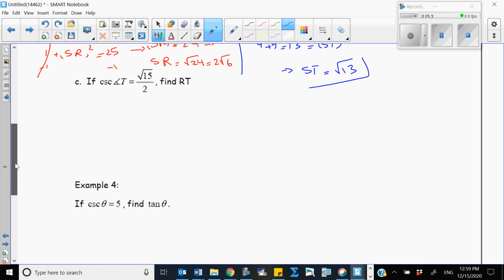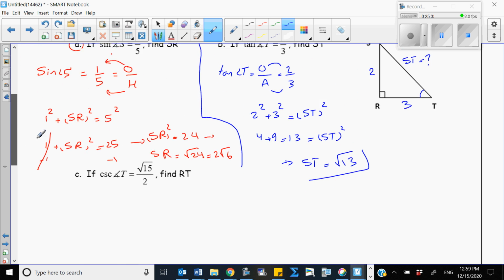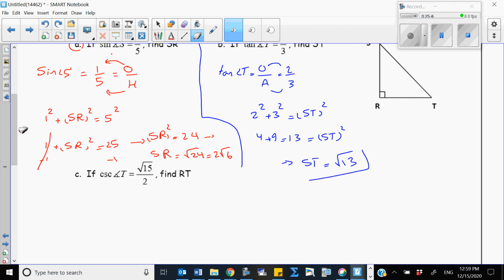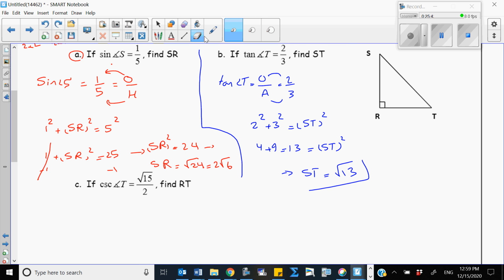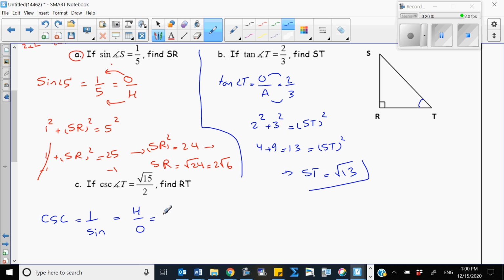Let's work on the other example here. So for this one, I'm going to erase these again because we are using the same diagram. Cosecant of angle T is given. We know that cosecant is reciprocal of sine. It's 1 over sine. So it's basically hypotenuse over opposite. And it's given as radical 15 over 2.